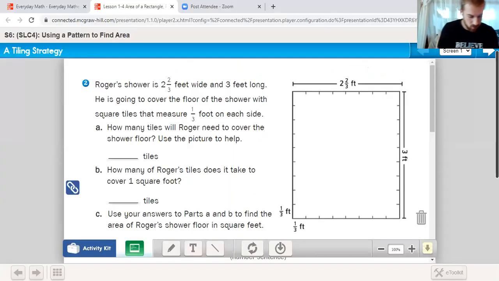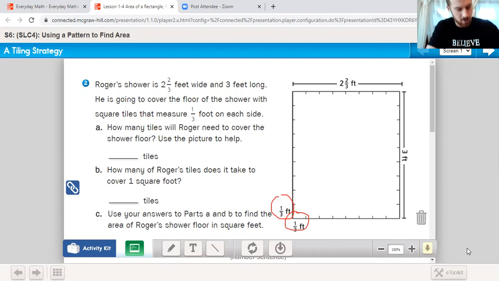Come back to this problem. We knew that our tiles are 1/3 foot by 1/3 foot. Because it says here, number 2, Roger's shower is 2 2/3 feet wide and 3 feet long. He's going to cover the floor of the shower with square tiles that measure 1/3 foot on each side. So that's what we did. We went ahead and circled all of these. It's going to help us out here.